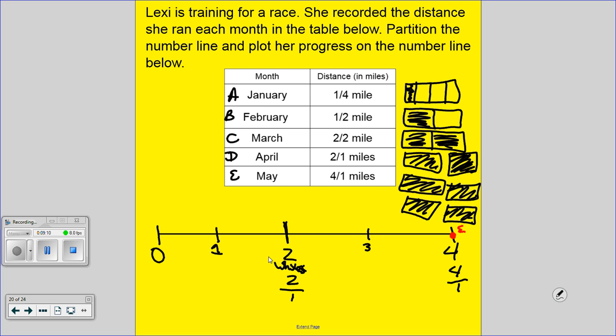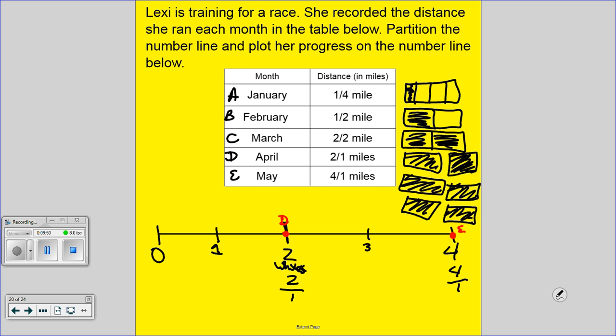What about April? Where's April's distance going to go on my number line? Mason? On the 3. Can you read April's distance to me? 2 wholes. And it's going to go on the 3. Going to be what? The middle of 3? On the 2 whole spot. That's right here. 2 wholes. That's going to be point D.